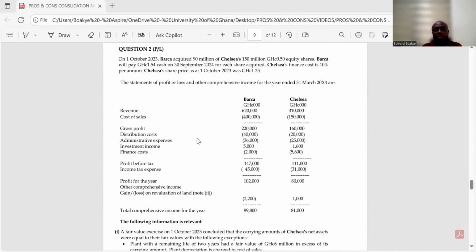But let's see, Chelsea's finance cost is 10%. Now, why do you think there's a finance cost?